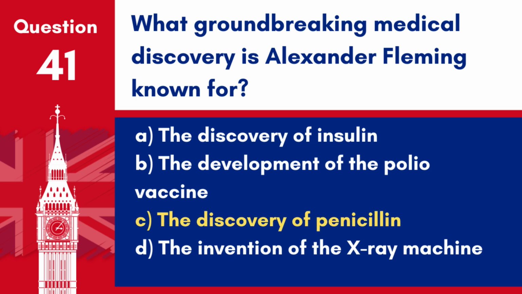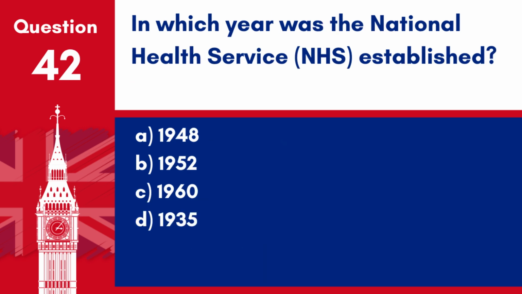Answer: C. The discovery of penicillin. Alexander Fleming is known for his groundbreaking discovery of penicillin. Question 42. In which year was the National Health Service, NHS, established? A. 1948. B. 1952. C. 1960. D. 1935.